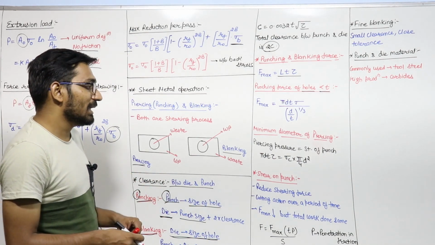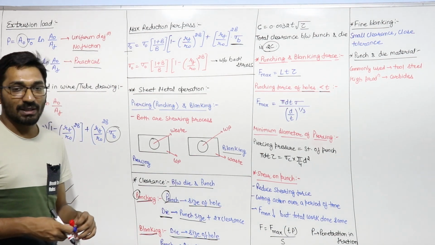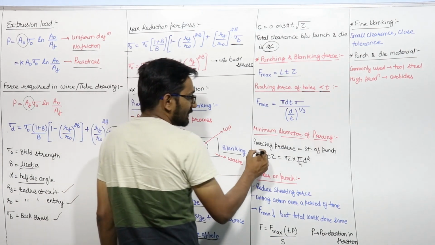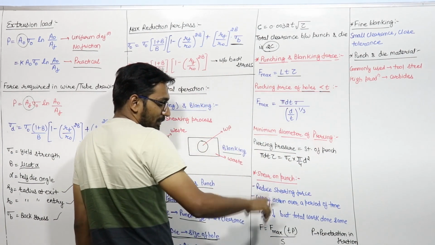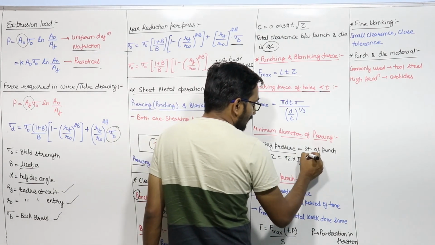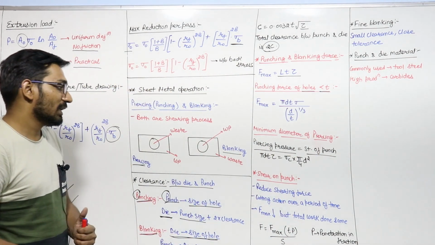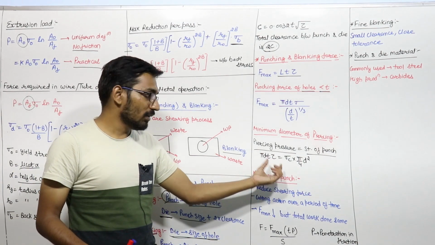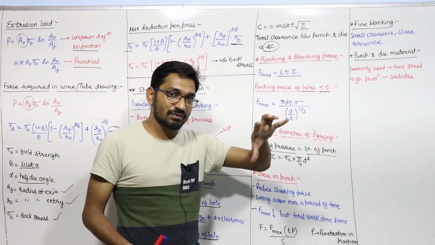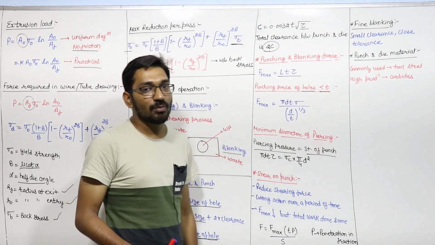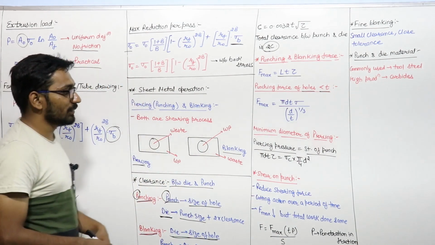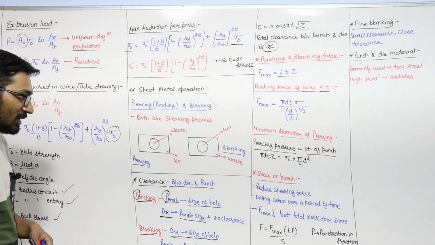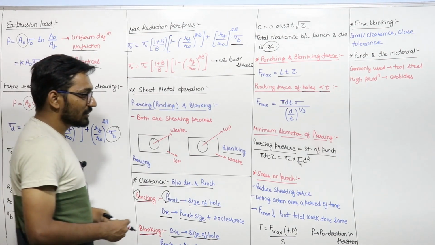If we ask what the minimum diameter you will get in punching is, for the minimum diameter the piercing pressure which you are exerting will be equal to the strength of the punch. So the piercing force will be the area of shear, that is pi d t into tau, equal to the strength of the punch, that is sigma c into pi by 4 d square. From here you will get this d, the minimum diameter of punching which you will get through this process.